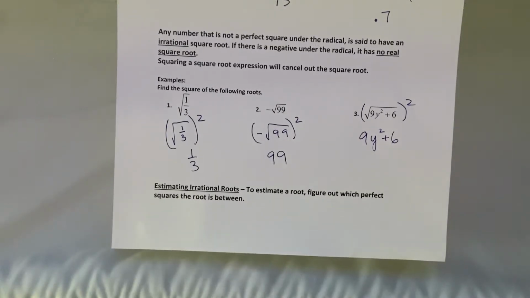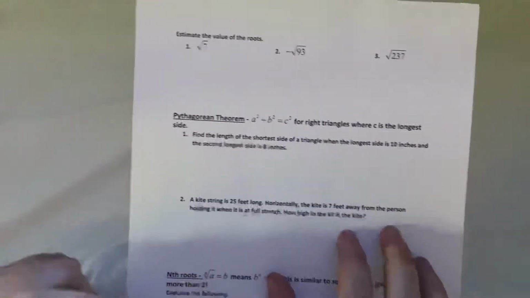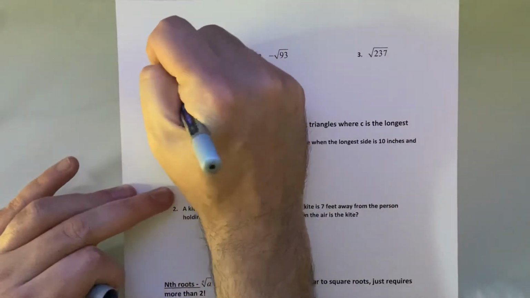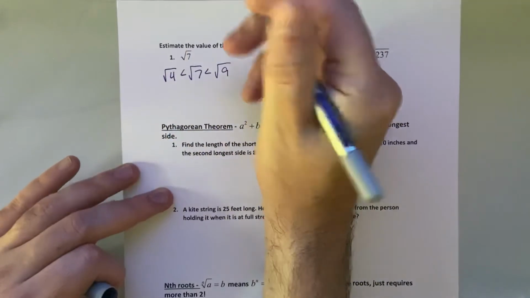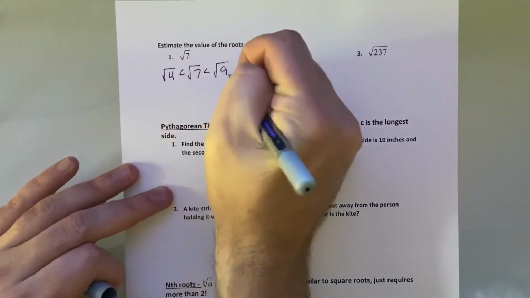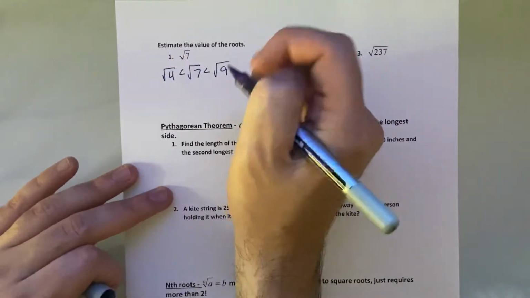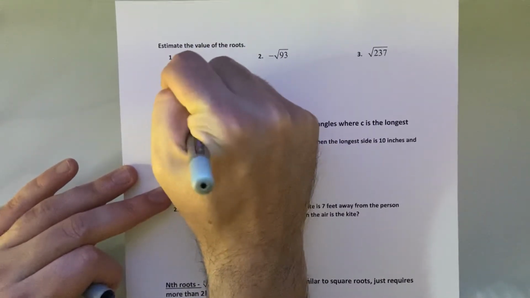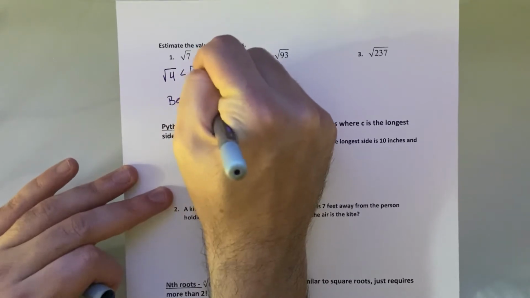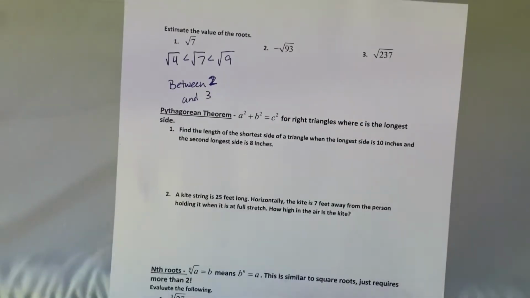Estimating irrational roots. To estimate a root that's not a perfect root, you can estimate it by figuring out what perfect roots it's between. For example, on the next page, the square root of 7. What do we know about the square root of 7? It's between the square root of 4 and the square root of 9, which are perfect squares. So it's somewhere between 2 and 3. So we say it's between 2 and 3, because this is between those two perfect square roots.